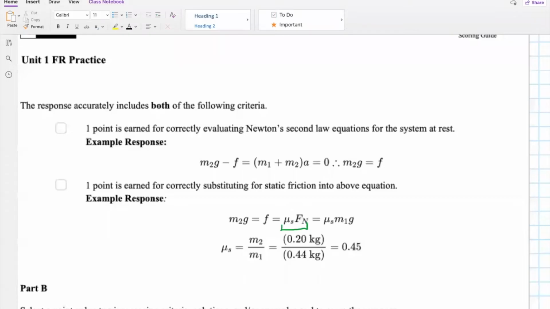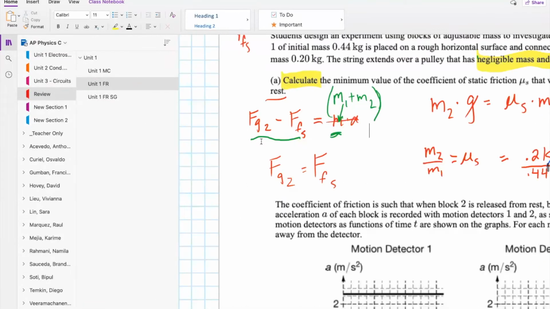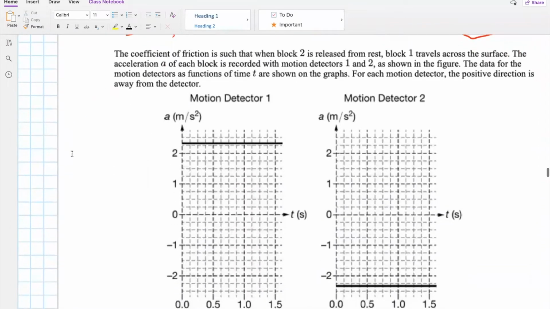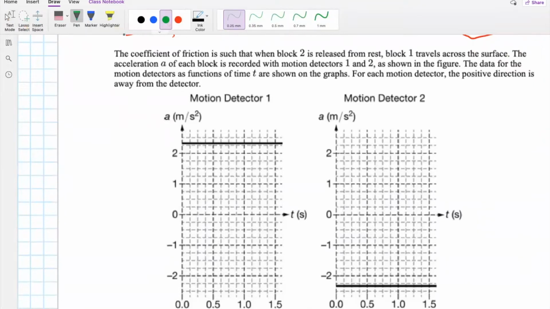All right, so there's that part. Let's go ahead and tackle question B now. And it reads, the coefficient of friction is such that when block 2 is released from rest, block 1 travels across the surface, okay, as predicted. And the acceleration for each block is recorded by motion detectors 1 and 2 as shown in the figure. And so here are the graphs.